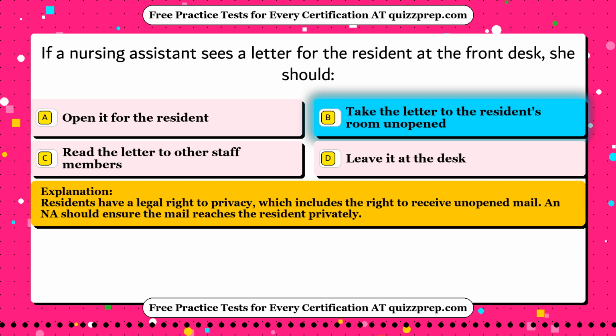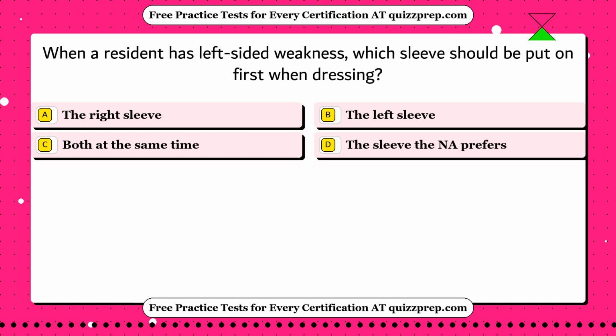Residents have a legal right to privacy, which includes the right to receive unopened mail, and the NA should ensure the mail reaches the resident privately. Question 24. When a resident has left-sided weakness, which sleeve should be put on first when dressing?